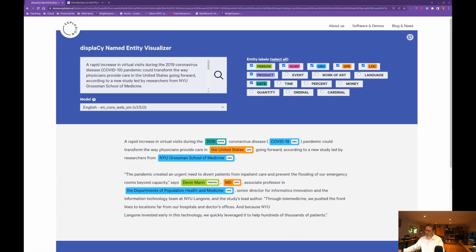Now, Devin Mann is a person, and there are obviously also some mistakes, as you can see. In this case, the profession of the person, which is a medical doctor, is misinterpreted as a geographical entity, and COVID-19 is called an organization.